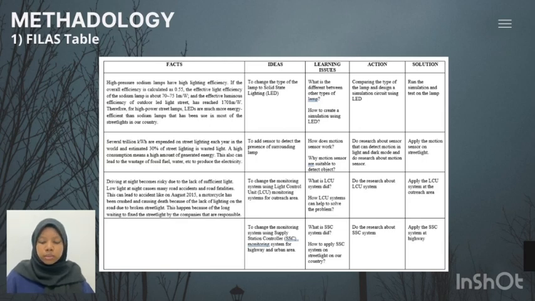So the idea we want to propose is to add a sensor to detect the presence of anything surrounding the lamp. So when it detects any presence around the lamp, it will only turn on when there is something like an object or pedestrian or vehicles.